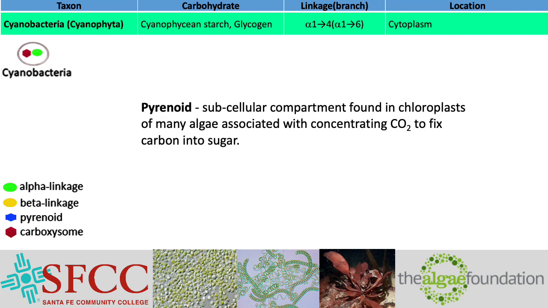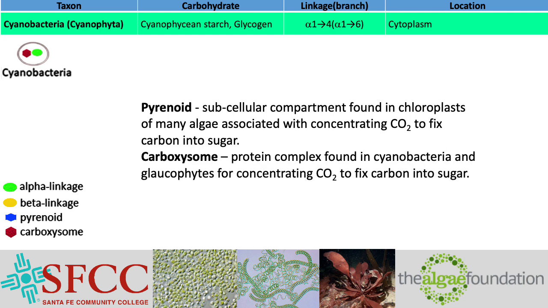Pyrenoids are subcellular compartments found in the chloroplasts of many algae that are associated with concentrating CO2 to fix carbon from the air into sugars. Carboxysomes are protein complexes found in the cyanobacteria and glycophytes that have the same function of concentrating CO2 to fix carbon. These are not the same structures, but they have the same function.